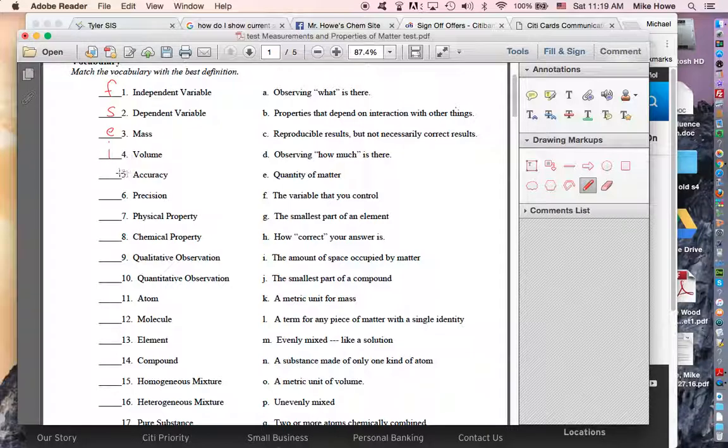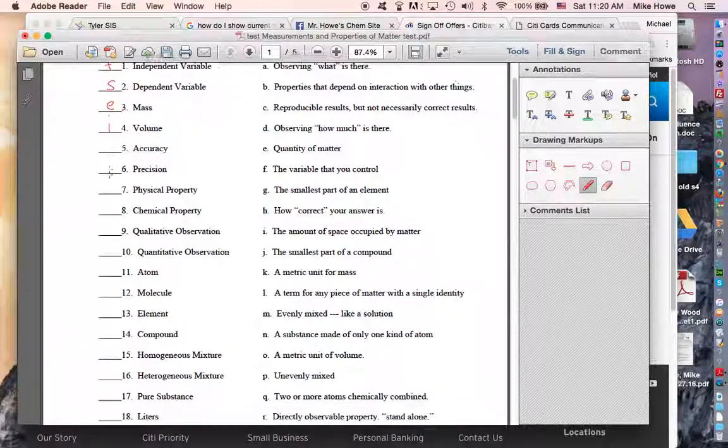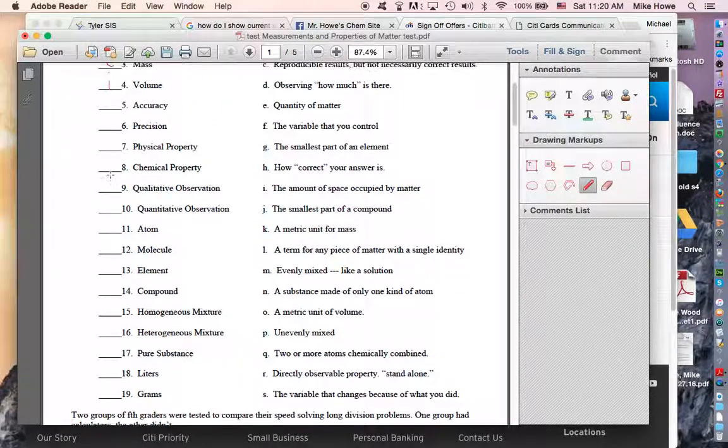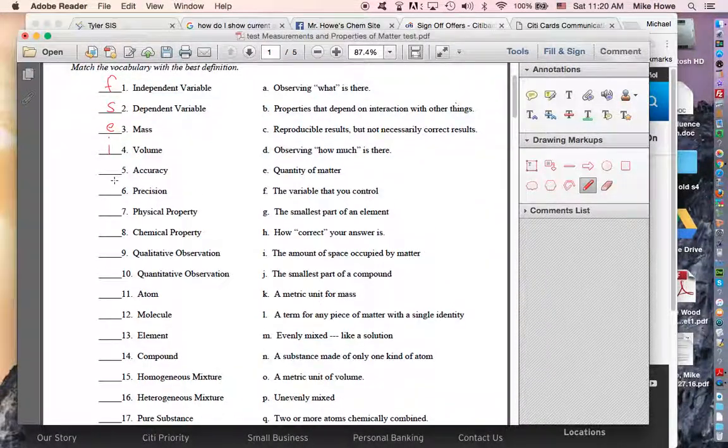And accuracy, accuracy means how correct you are. If you're getting the correct answer, so that's accuracy. That'd be H. Precision is being able to reproduce the same results, but you may not be correct. You just get the same thing time and time again. That's precision. That was choice C.